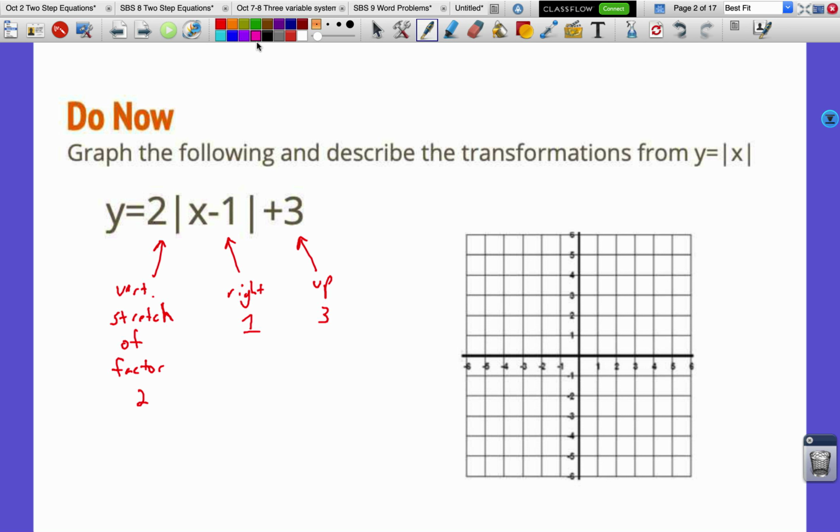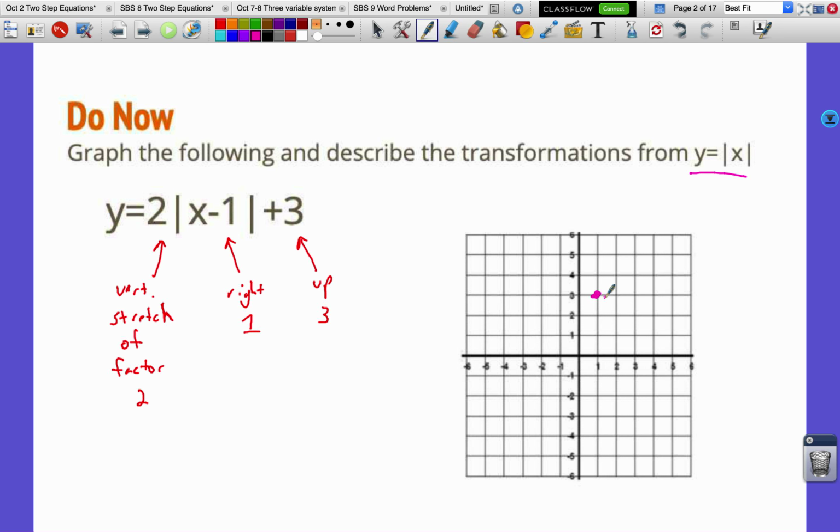So how I graph this is I don't have to use a table. I can just memorize the one parent function, y equals the absolute value of x, which is a V-shaped graph with its vertex centered at the origin, with a slope of 1 and -1 to both sides. All right, so I'm picturing that, and then I move it right 1 and up 3.